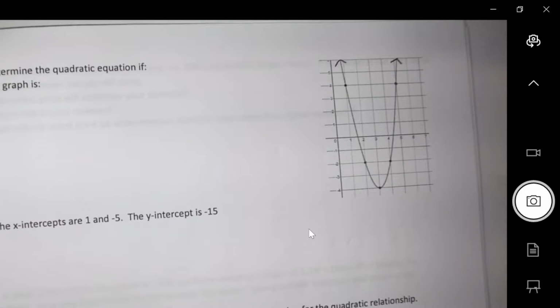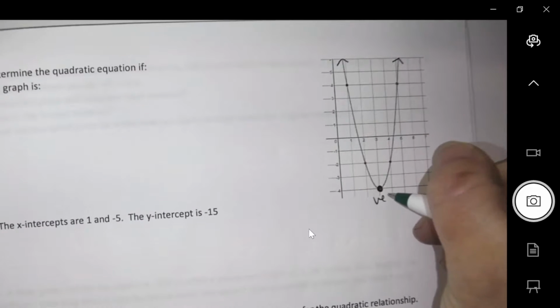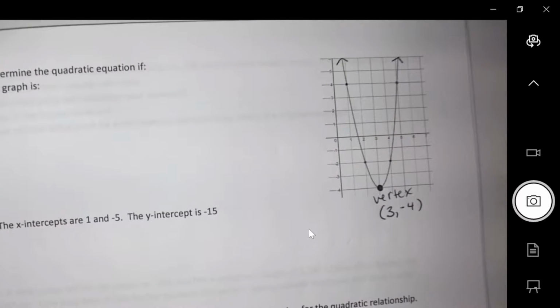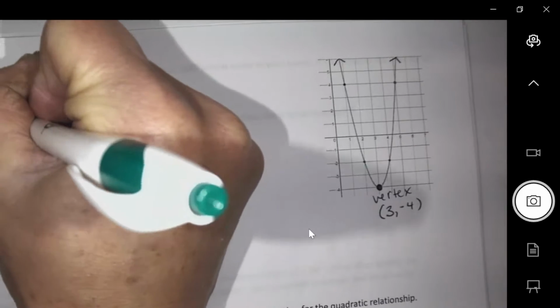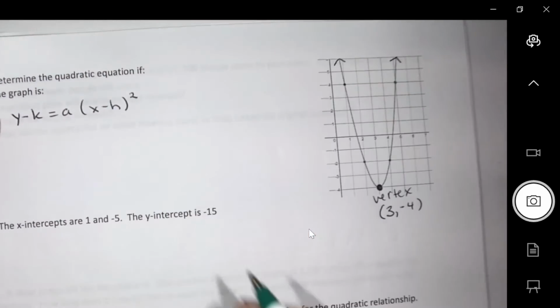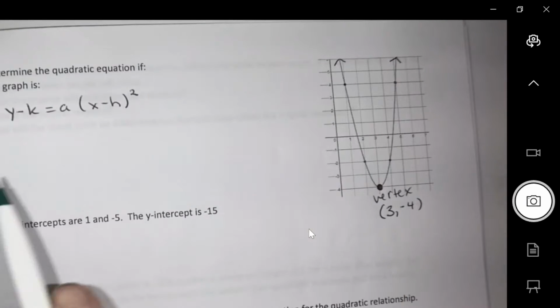Okay, next, determine the equation. So the vertex is 3, negative 4. So this is what I start with.